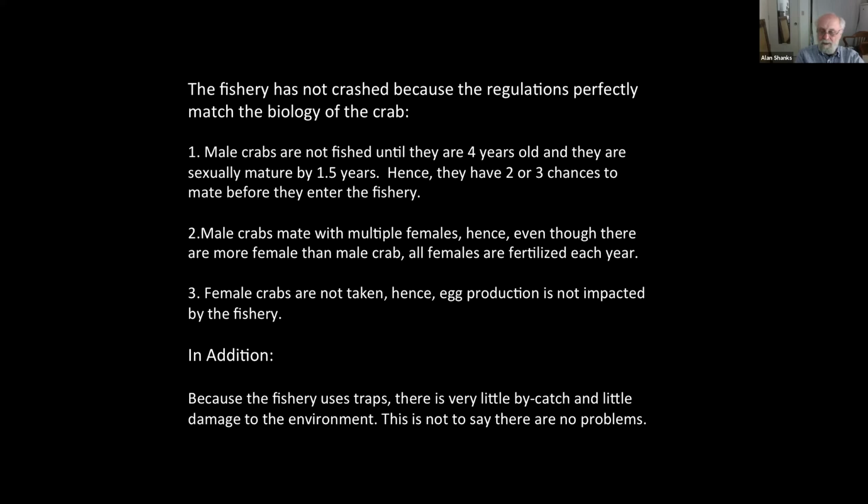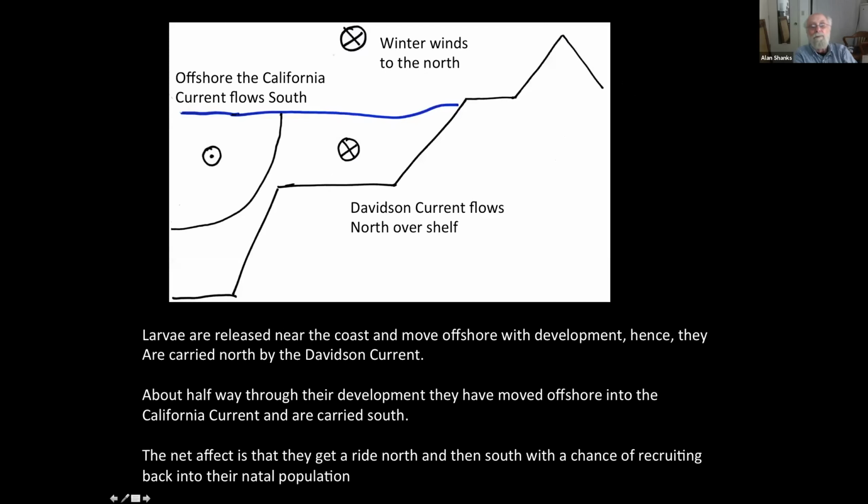Female crabs are not taken in the fishery. Hence, even though it's an intense fishery, egg production is not impacted by the fishery at all. In addition, because the fishery uses traps, there's very little bycatch and little damage to the environment. There are problems, but I'm not going to go into the problems because I'm supposed to talk about the crab life history. Okay, so the eggs hatch in winter over the continental shelves.